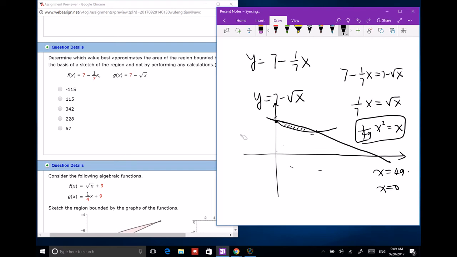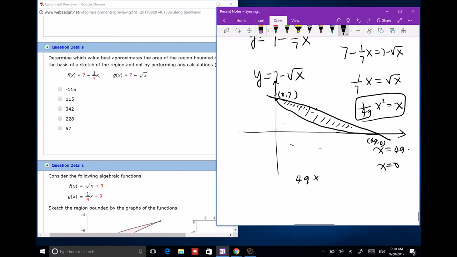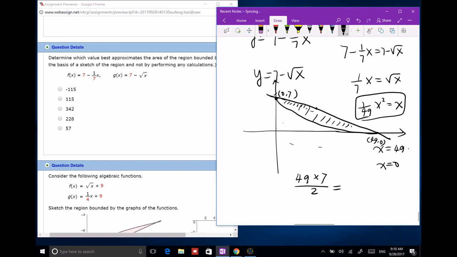So actually, one intersection point is 0. It's like here. This is 49, 0. And then this is 0, 7. So it says estimate. Well, with this graph, we can do a quick estimation. The area of this triangle is 49 times 7 over 2. So what is that?